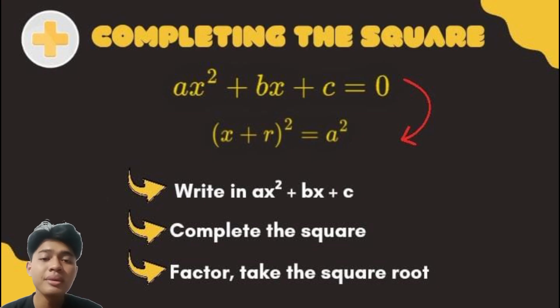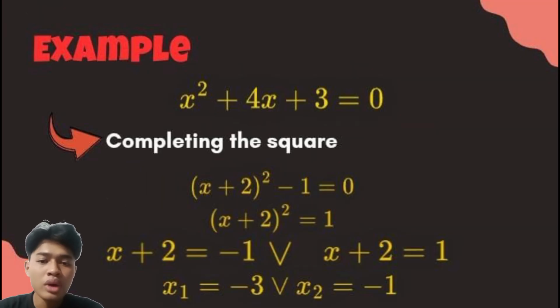The second method is completing the square. In completing the square, we write the equation in the form ax squared plus bx plus c, then we complete the square, and lastly we factor and take the square root. For example, we have x squared plus 4x plus 3 is equal to 0. By completing the square, we find the nearest square to the quadratic equation that we have.